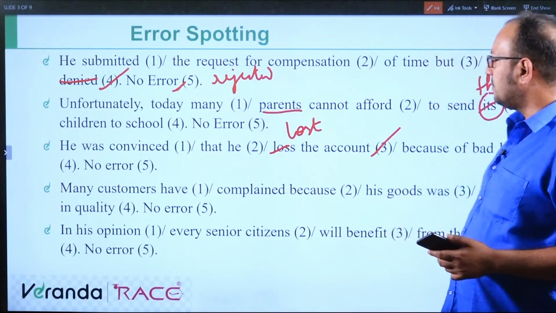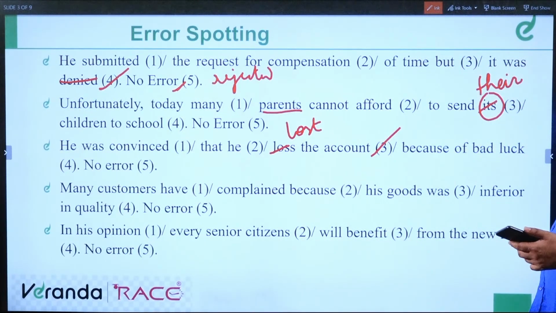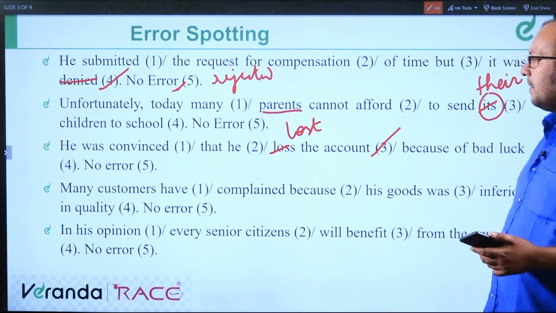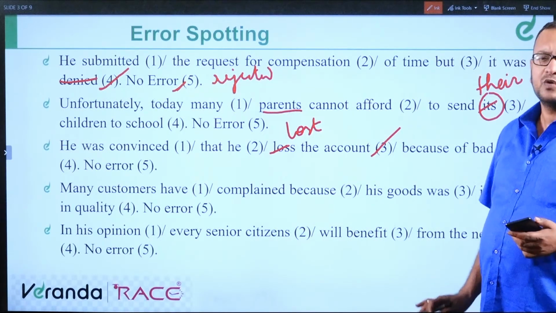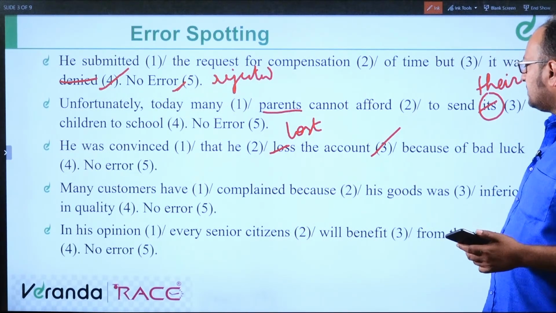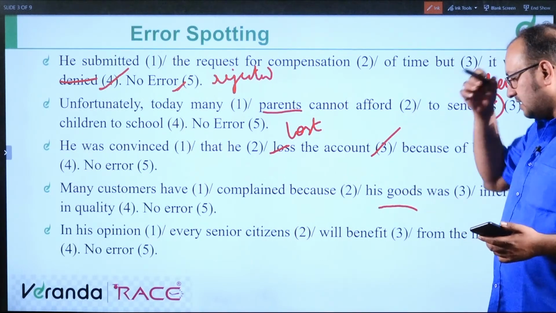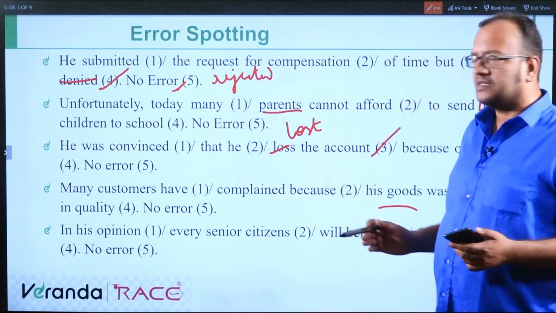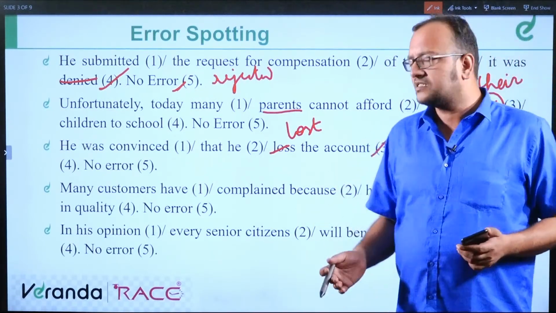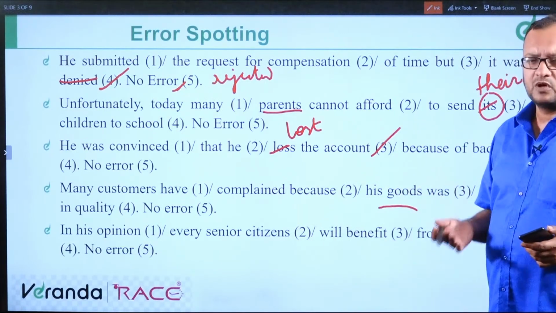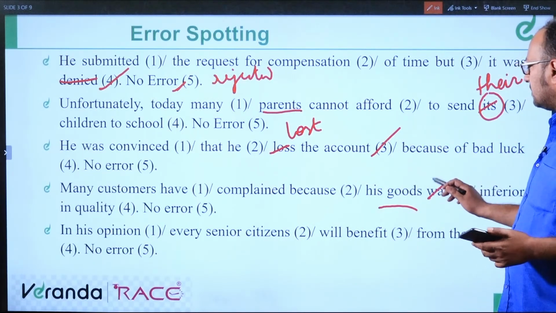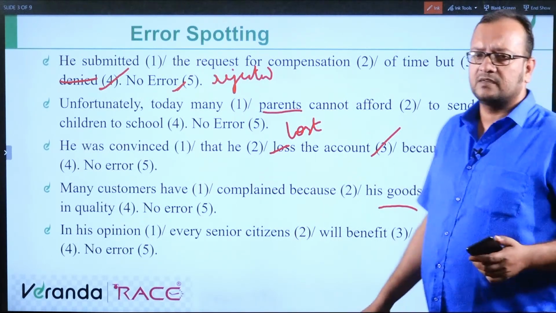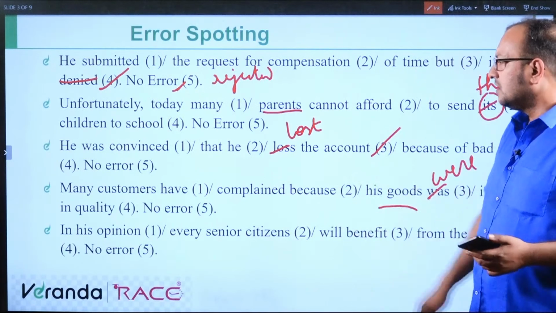Many customers have complained because his goods was inferior in quality. So what's there in this question? Many customers have complained. Till now there's no error, but his goods. Good is an adjective, and when we say the word goods, it means commodities, products or commodities. So it should be were, W-E-R-E. His goods were inferior in quality. Clear?